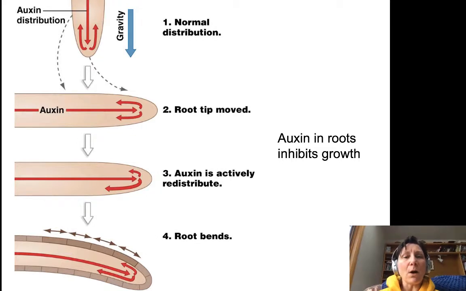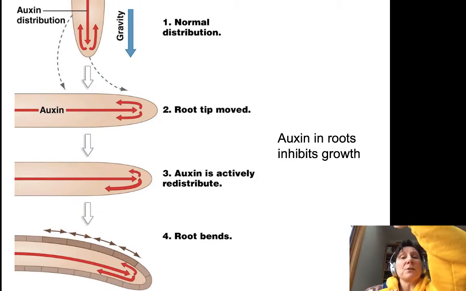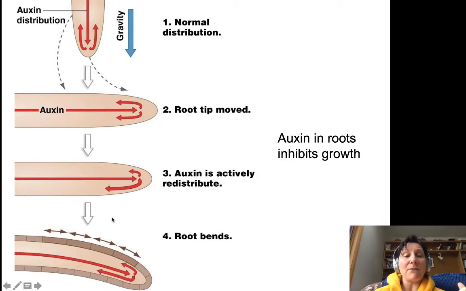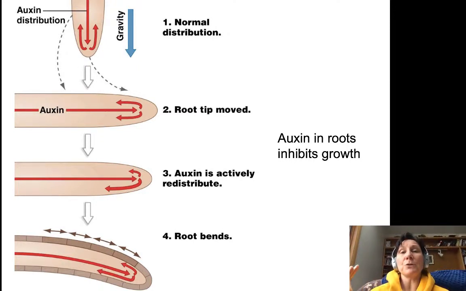So whereas before, auxin is what made the shoot bend towards the sun, in this case, it's the lack of auxin that makes it bend towards gravity. That means auxin has a differential effect on root tissue compared to what it does in shoot tissue, which is a very important point. We'll talk about that more on Tuesday.